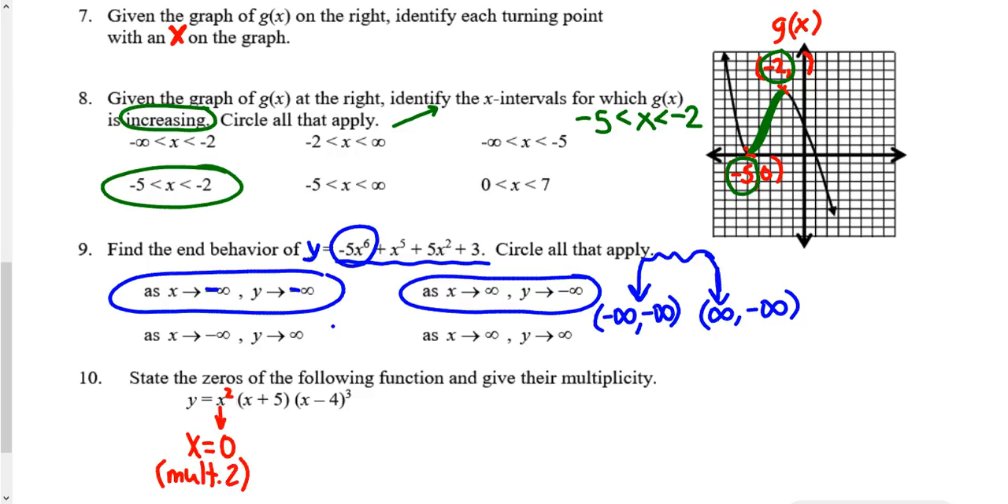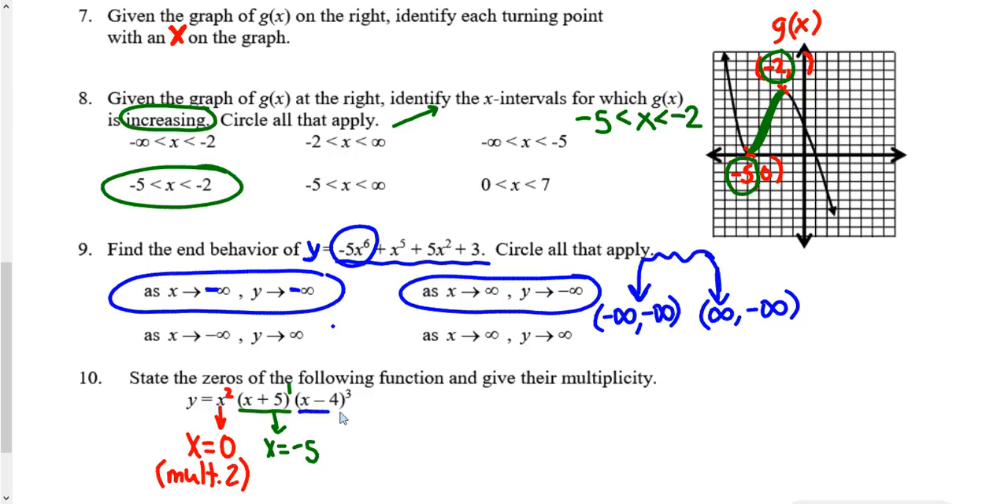My second factor here is x plus 5. As a 0, that gives me x equals negative 5. There's no exponent up here. If I had to put a power up there, it would be 1. So I can either not state a multiplicity or I can write multiplicity of 1. It doesn't really matter to me.